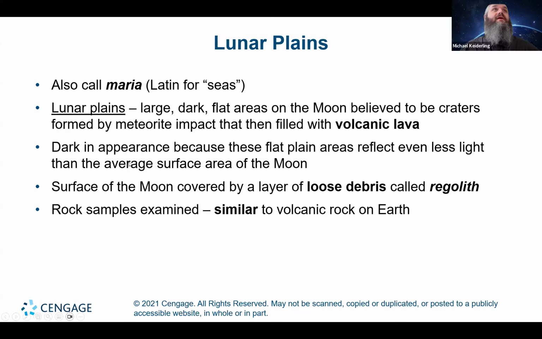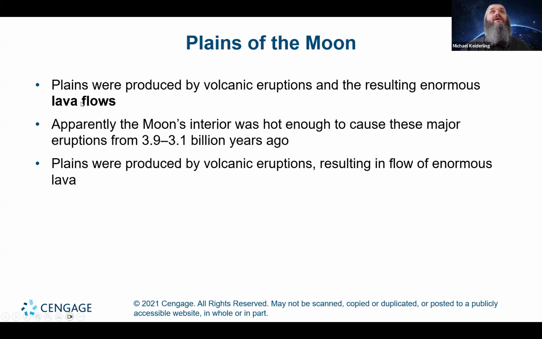The surface of the moon is covered by a layer of loose debris called regolith, which are fragments of material from various meteorite impacts. And the rock samples we've examined from the moon are very similar to volcanic rocks on Earth. So the plains were produced by volcanic eruptions and the resulting enormous lava flows.